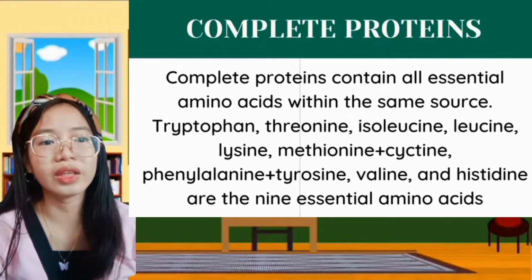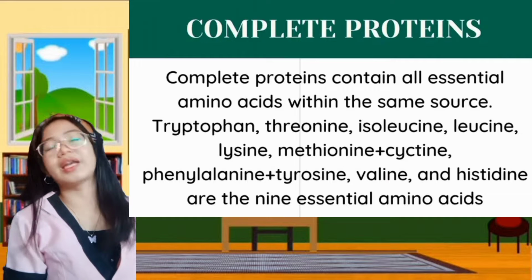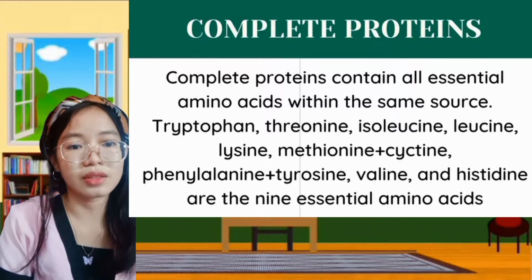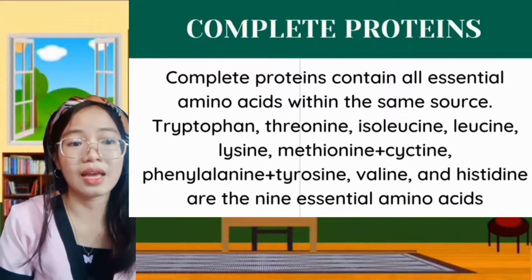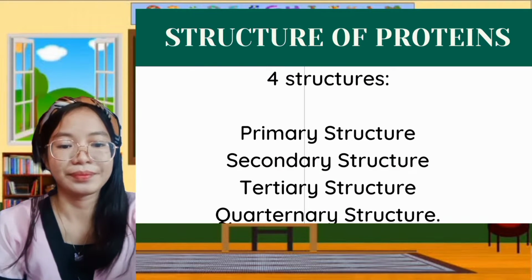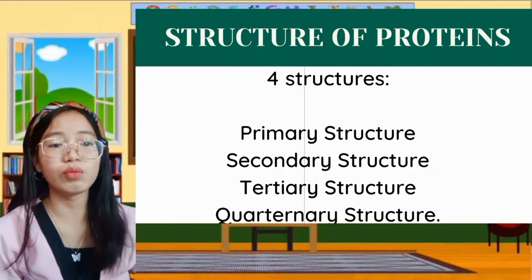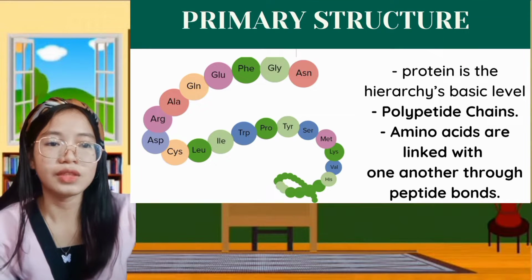So, di ba sabi ko kanina, yung sa biologically complete proteins natin, makikita yung mga 9 amino acids na kailangan ng katawan natin. So, ito yung mga amino acids na yon, which is tryptophan, threonine, isoleucine, leucine, lysine, and so on and so forth. Now, let's proceed to the structure of protein. So, we have 4 structures of protein, which are primary, secondary, tertiary, and quaternary structures. Let's first have the primary structure.